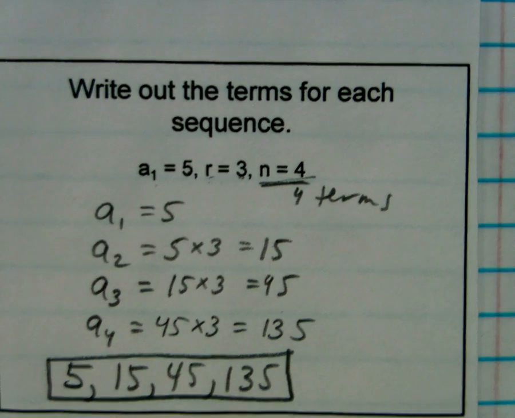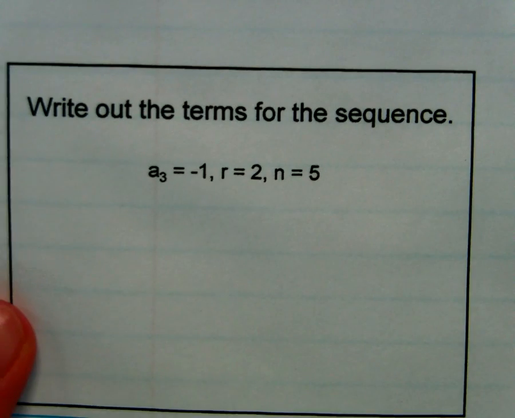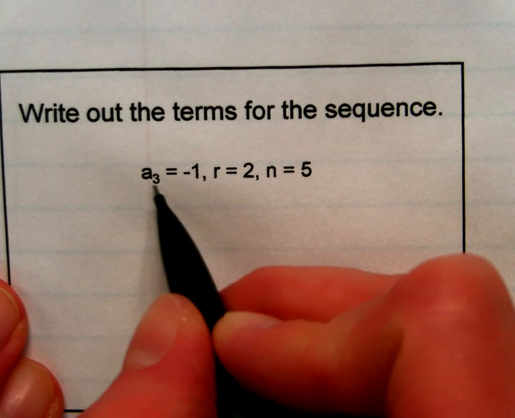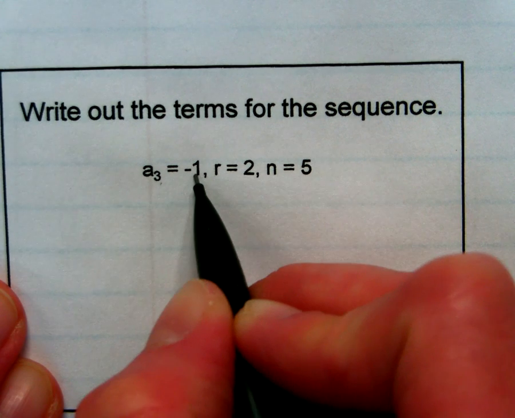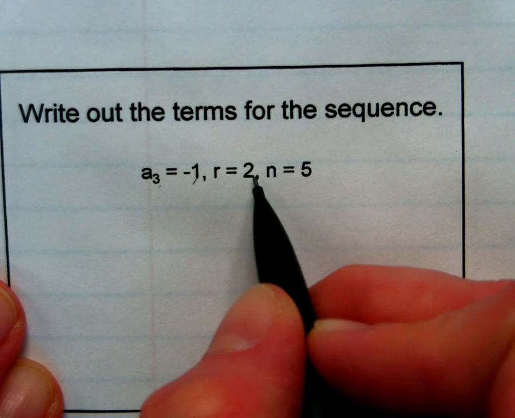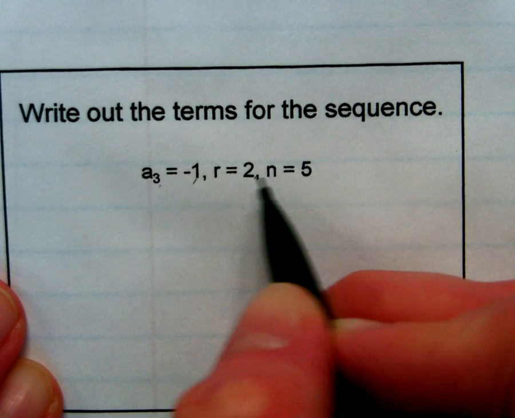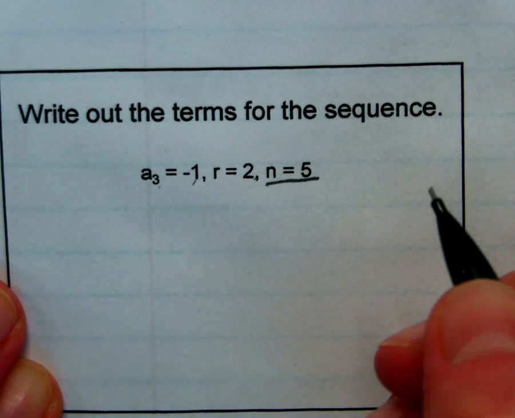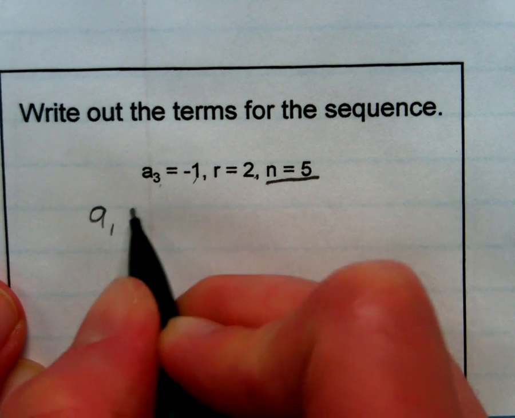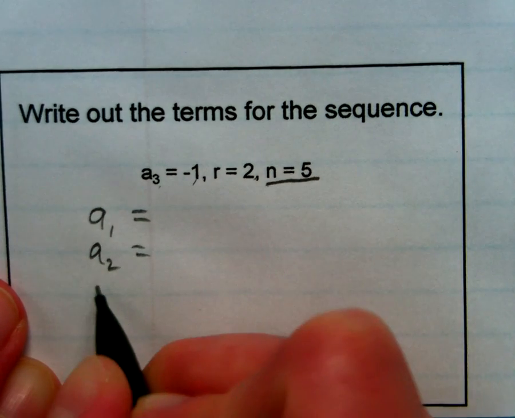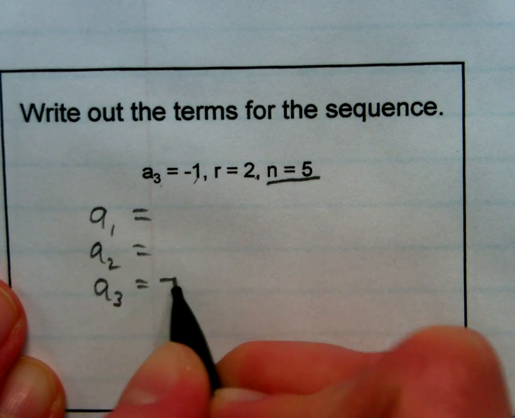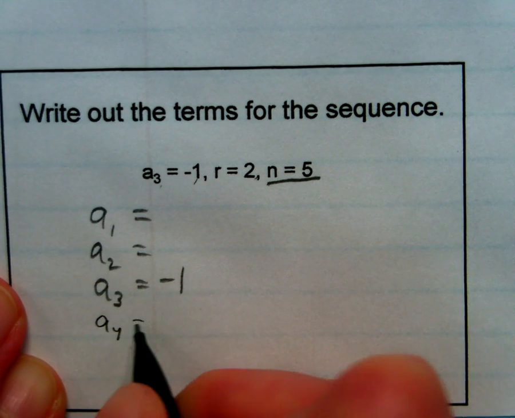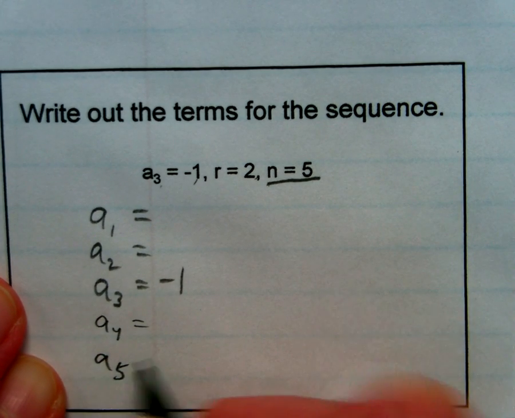Okay, so if we go down to the next one, it says write out the terms for the sequence. So they give us that the 3rd term is -1. R is 2, so we're multiplying by 2 every time, and they want us to do the first 5 terms. So they kind of started in the middle. So we have to figure out what A1 and A2 are. We know A3 is -1. We know that we're multiplying by 2.